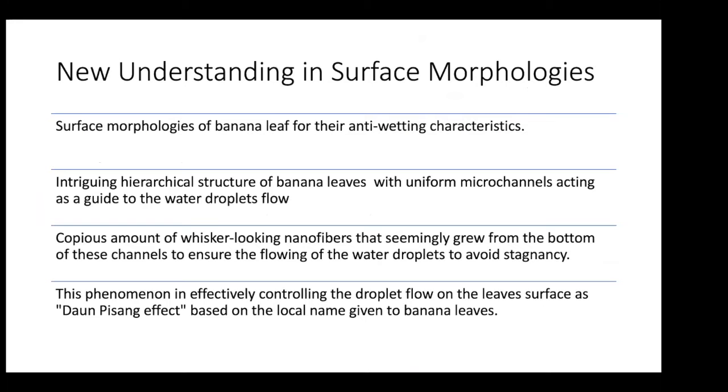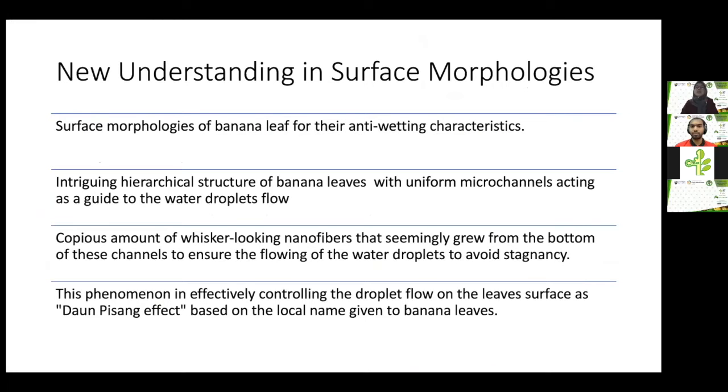All right, so let's look at a new understanding of surface morphology. Basically, we are material scientists, and we look at surface morphology, especially surface finishes and coatings for materials that we use for printed circuit boards or any electronic packaging. So we're going to look at banana leaf. As you know, banana leaf has an anti-wetting characteristic. So what's intriguing about this banana leaf?